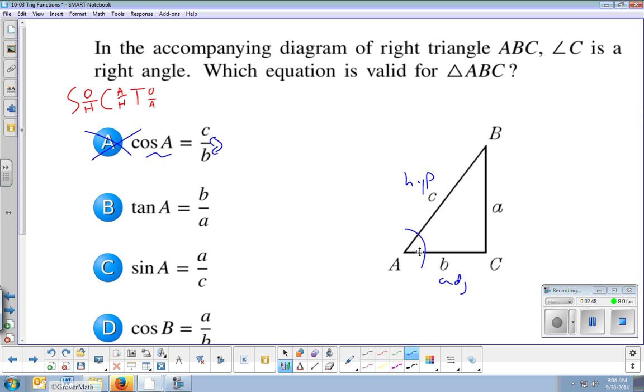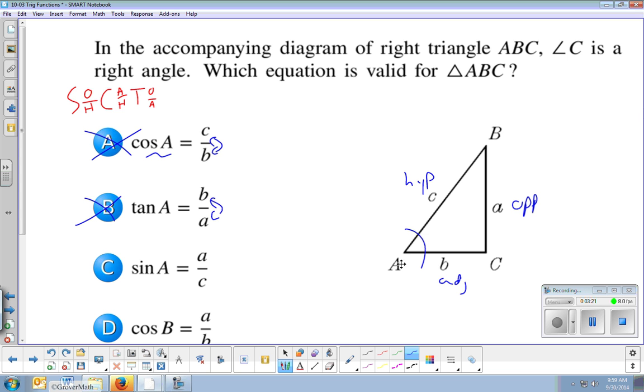How about tangent A? I already have the adjacent and hypotenuse labeled for angle A. Opposite is opposite A. Notice that they're using lowercase a, opposite angle A, lowercase b, opposite angle B, and lowercase c, opposite angle C. That's what we do: we use capital letters for angles and lowercase letters to represent the sides opposite those angles. Tangent is opposite over adjacent. Opposite would be A, adjacent would be B, so that'd be A over B, not B over A. Again, this is upside down.